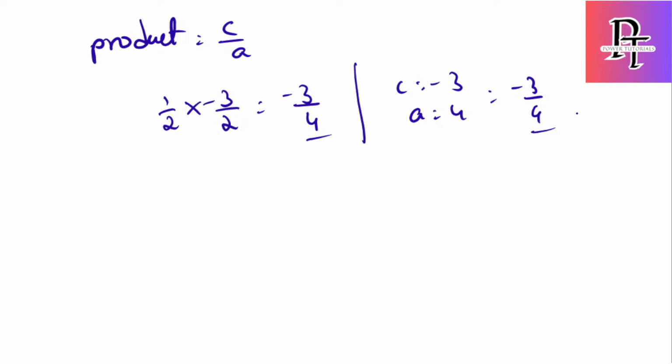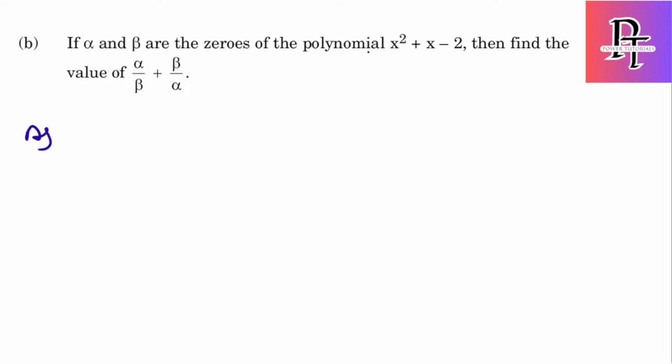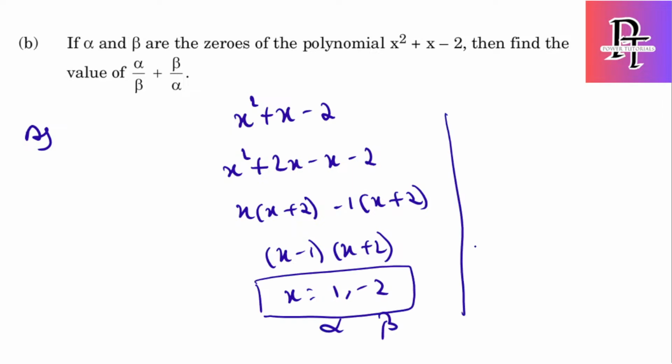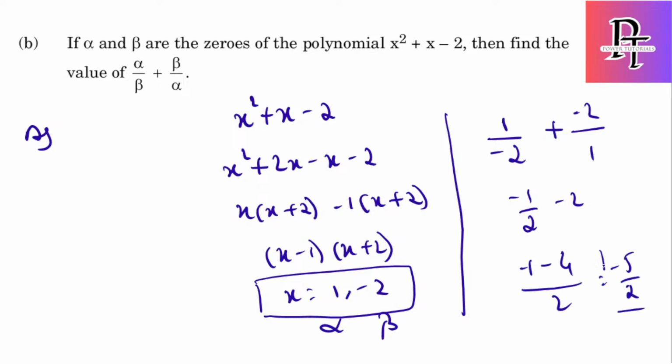B part. Here they are giving alpha and beta as the zeros of the polynomial. So let's again use factors. Minus 2 factors will be minus 2 and 1, so simply plus 2x minus x minus 2. If I take x as common, it becomes x plus 2, and these are the zeros of this polynomial. So one we can consider as alpha, and this is beta. Okay, so let's substitute in the question: 1 by alpha plus 1 by beta, plus beta by alpha. Alpha is 1, beta is minus 2, plus beta is minus 2, alpha is 1. So minus 1 by 2 minus 2. If I take LCM, minus 1 minus 4 by 2, it becomes minus 5 by 2, because alpha is 1, beta is minus 2.